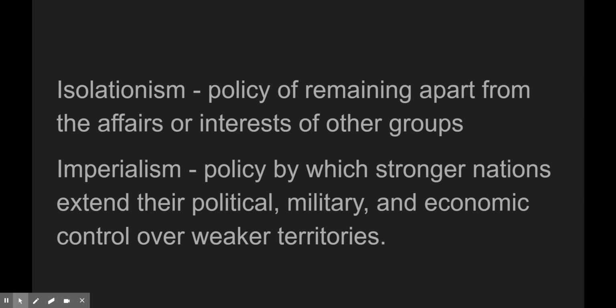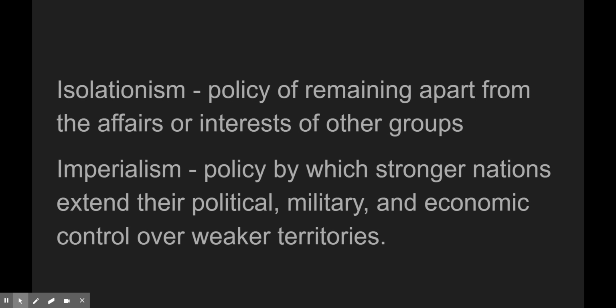The first definition is the word isolationism. And this has kind of been what President Washington had asked for, just to remain sort of isolated here in our part of the world. We're not going to get involved with European affairs. So here's a good definition: policy of remaining apart from the affairs or interests of other groups. In this case, think of the United States not wanting to get involved in Europe's business because we don't want Europe to get involved in our business. And that's kind of like what we've been doing.